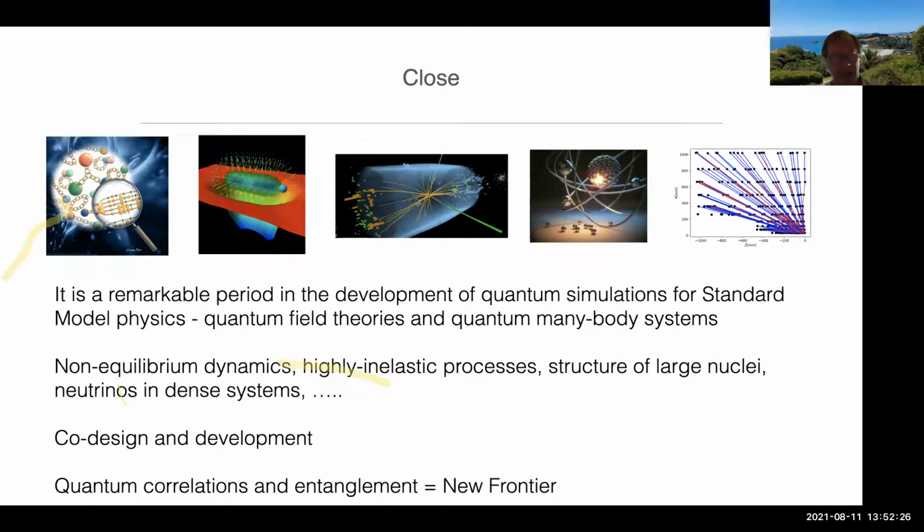It's very clear that co-design and development and cooperation between all of these advancing areas is important. And the frontier is quantum correlations and entanglement, both understanding it in our systems and using it for quantum simulations.